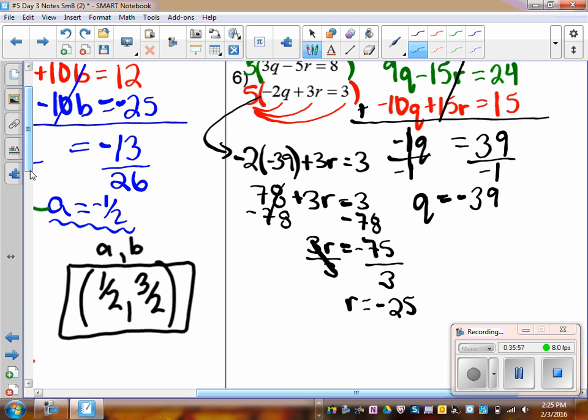Okay, so we have r is negative 25, q is negative 39. Remember, we go alphabetical. So you see P, Q, R. Q is first, good. So we write my q first, negative 39, and r just negative 25. And if it helps you out, just put q, r. That's my answer.